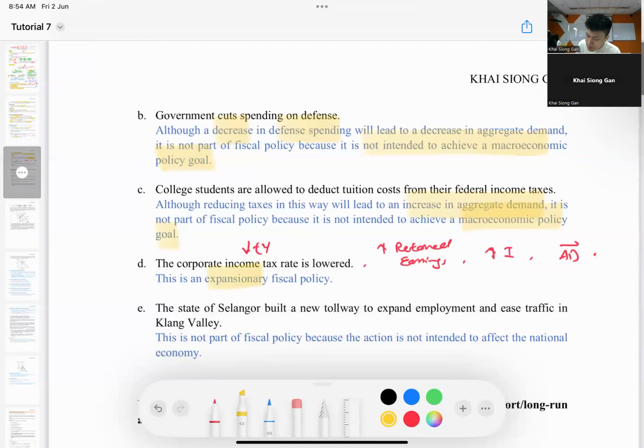The state of Selangor built a new tollway to expand employment and ease traffic in Klang Valley. So this is more like supply side, I would say. So therefore, this is not fiscal policy.